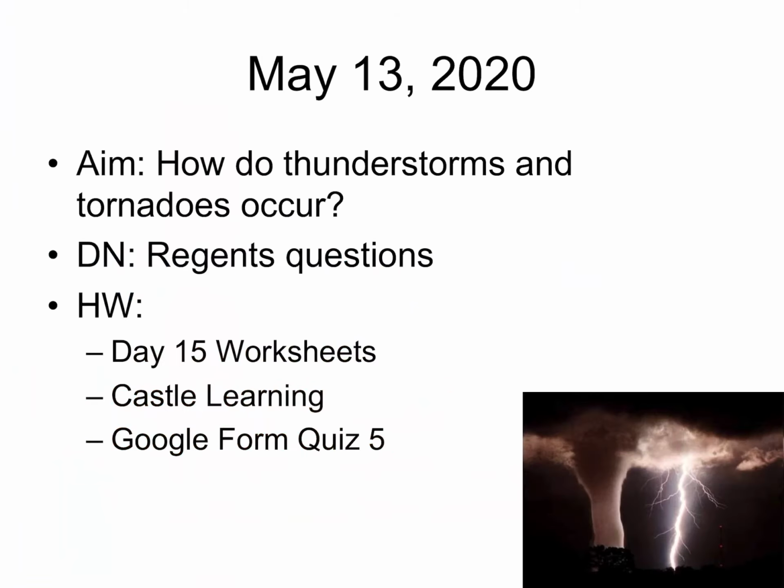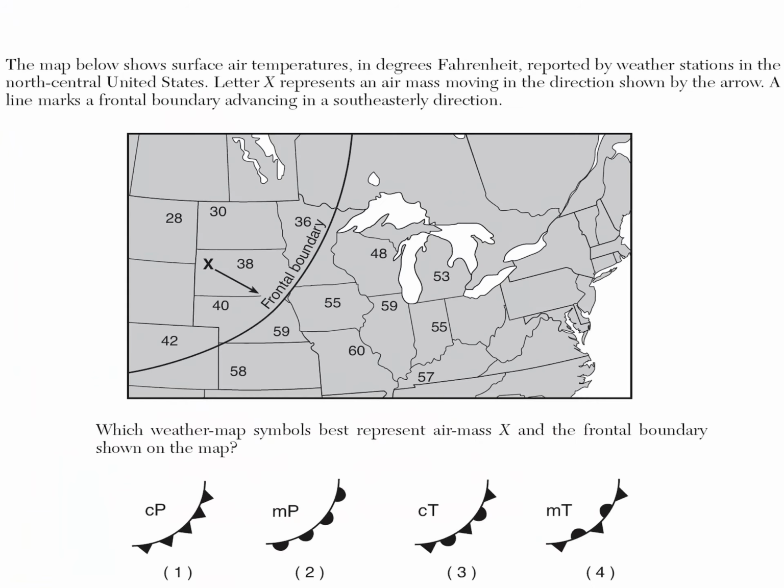All right, so here we go. Thunderstorms and tornadoes are how we're gonna start off talking. Let's bang out these do now questions. So here we got weather stations in the US. Letter X is an air mass that's moving in the direction shown by the arrow. A line marks a frontal boundary advancing southeasterly. Which weather map symbol best represents air mass X at the frontal boundary shown on the map?